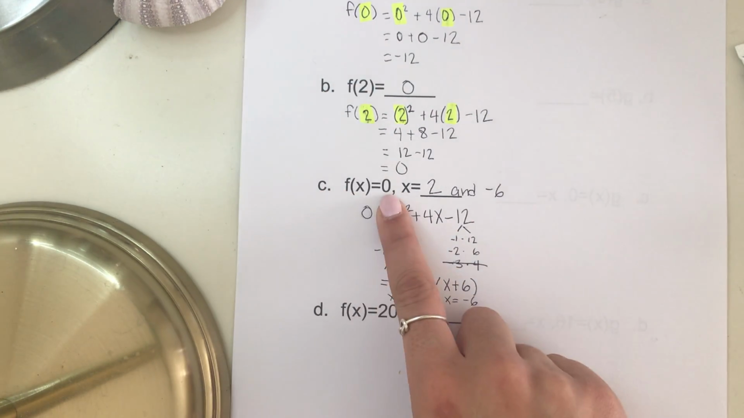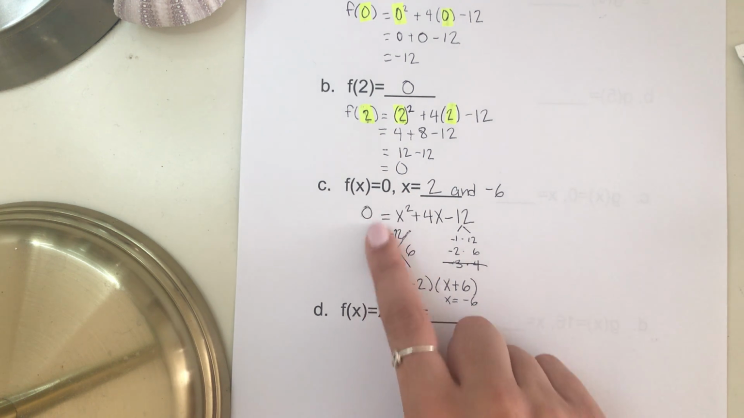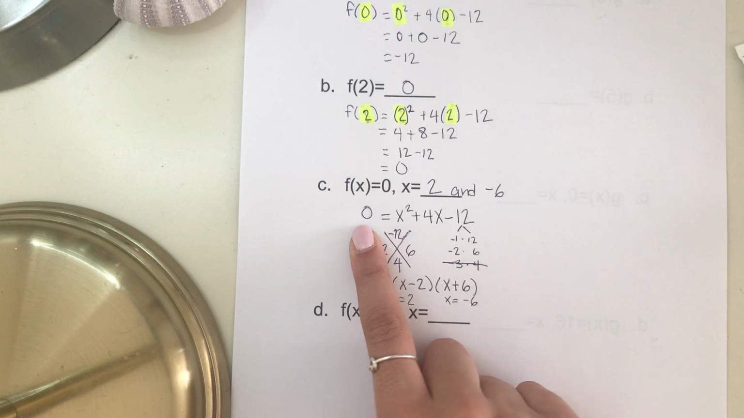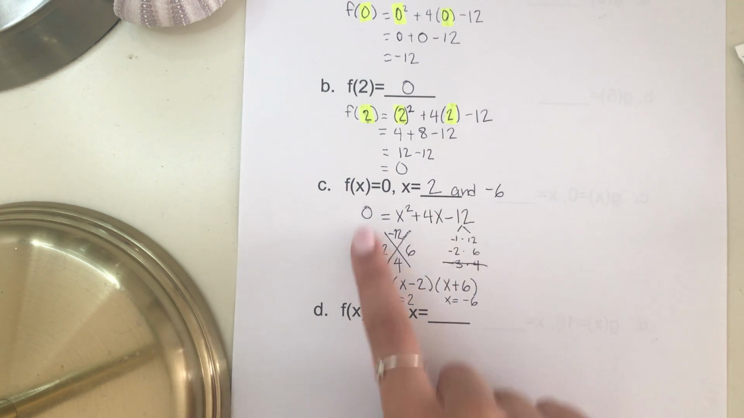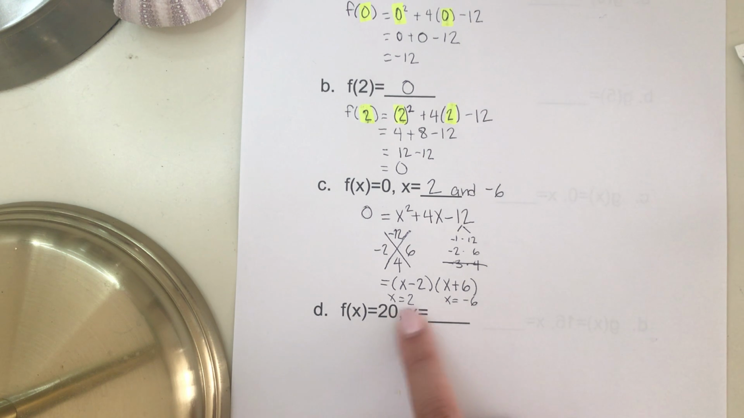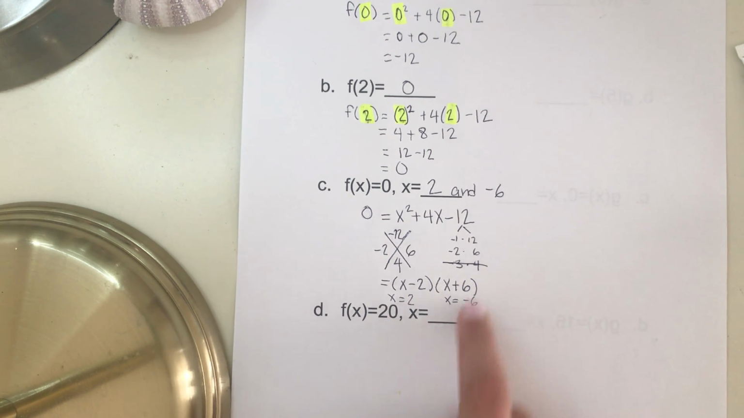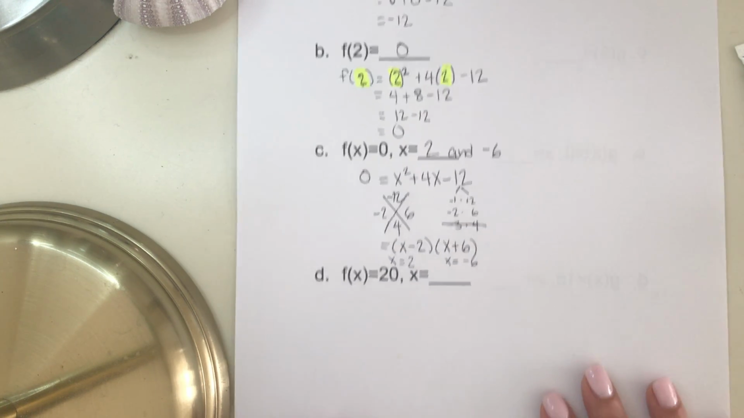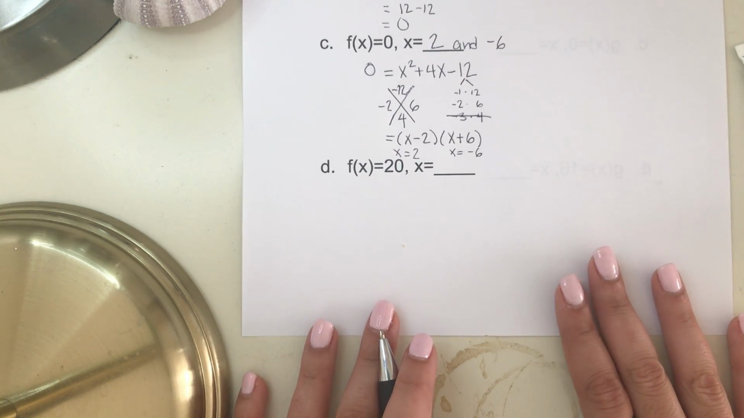So when you see this kind of problem, you're replacing the spot that says f of x with the number 0. And what you're going to do is factor to solve. Once you've factored your standard form, you'll flip the signs to write the answers, and then you'll fill them out up here. So now we're going to do the last part, part D.